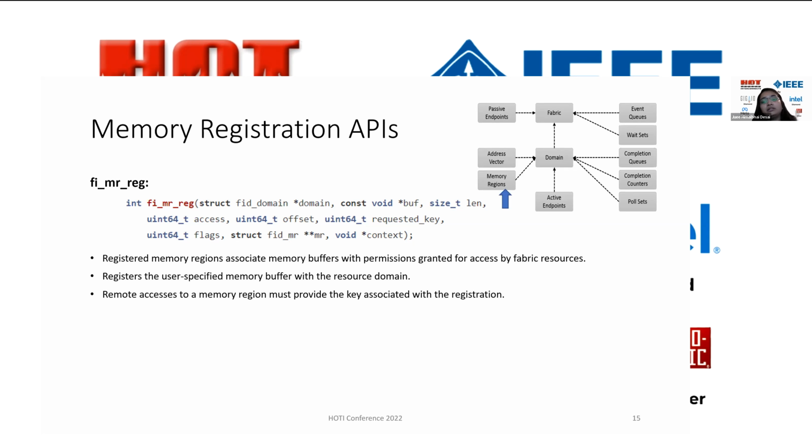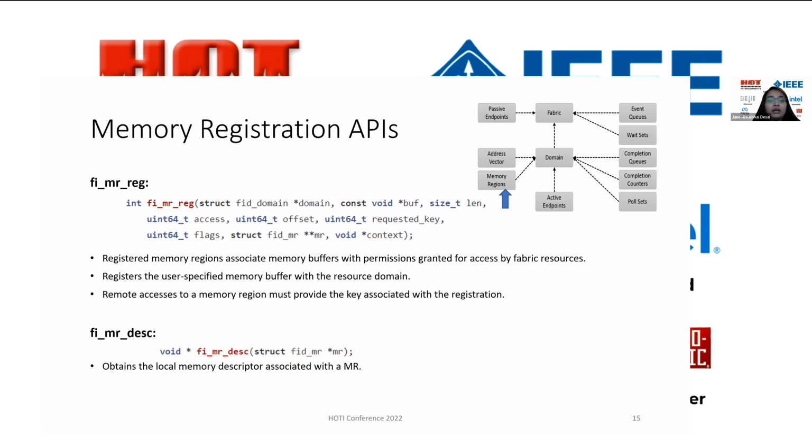The access parameter is just permission flags that indicate which type of remote operations may be invoked against the region. The offset is just a number of bytes from the base address of buf. And the requested key is basically the key requested by the application from the provider. If no key is requested, the provider will provide a key by itself. MR is the memory region over here, and context is the user specified context that was provided along with the memory region.